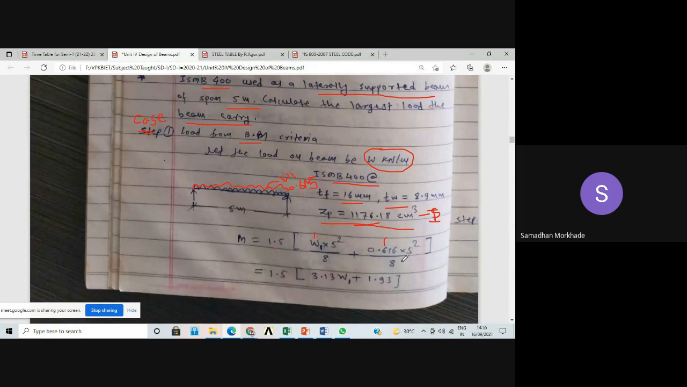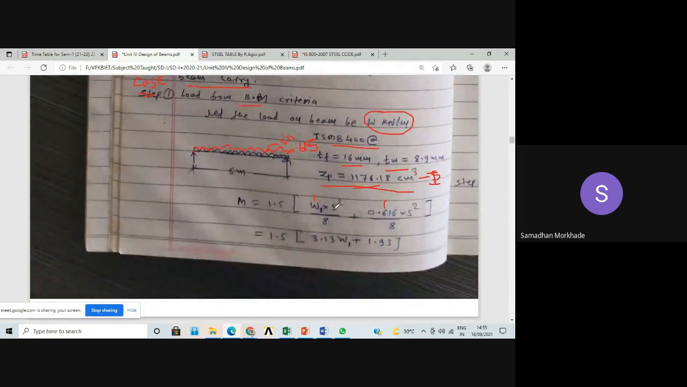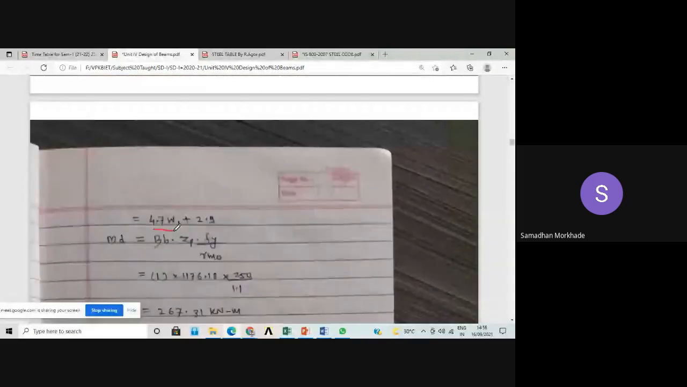So WL square by 8, simply supported beam subjected to UDL over the entire span. Bending moment is WL square by 8. So just calculate, this is 1.5. It comes out with 4.7 W1 plus 2.9. Okay, so this is the bending moment.